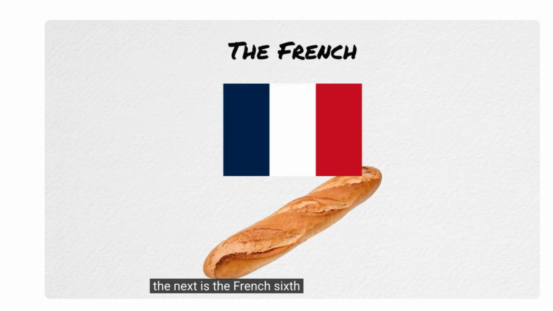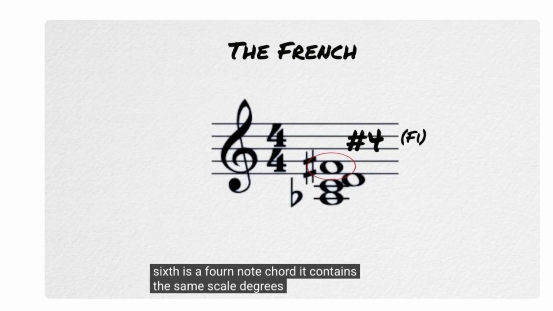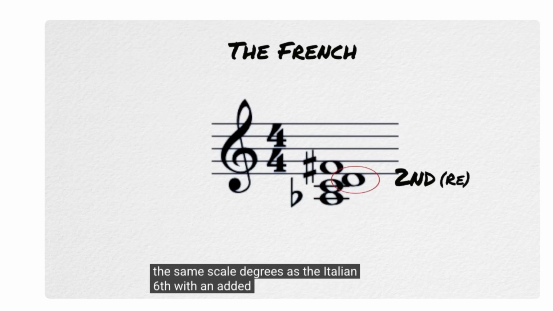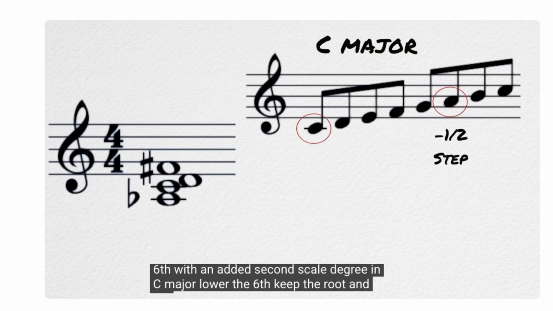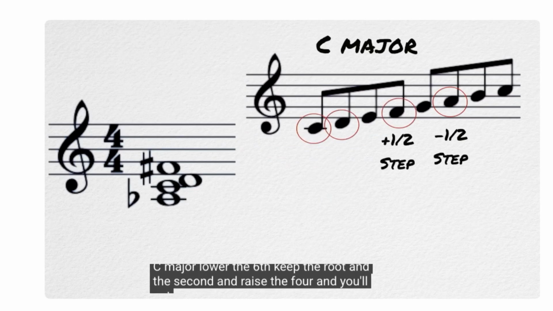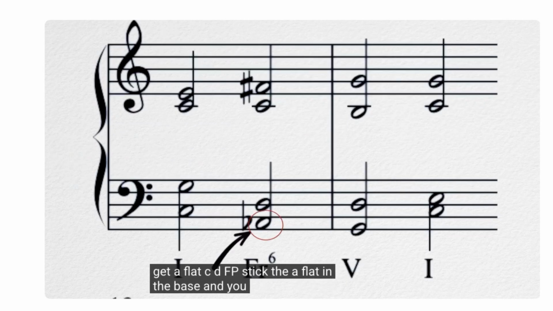The next is the French sixth. The French sixth is a 4-note chord. It contains the same scale degrees as the Italian sixth with an added second scale degree. In C major, lower the sixth, keep the root and the second, and raise the 4, and you'll get A flat, C, D, F sharp. Stick the A flat in the bass and you are good to go.